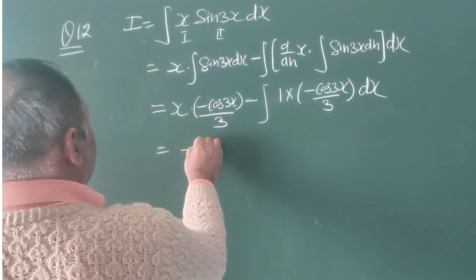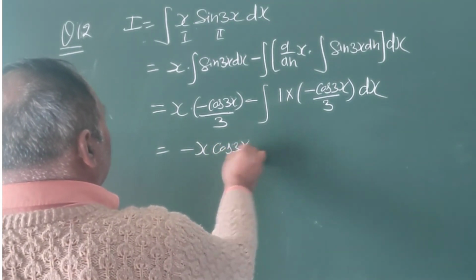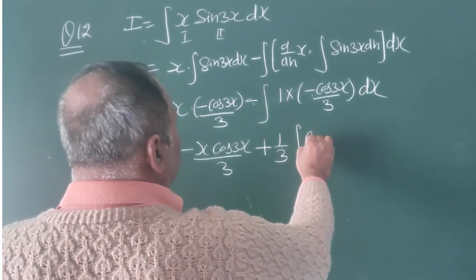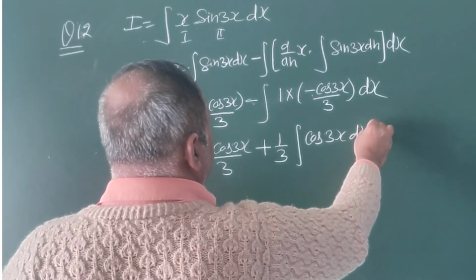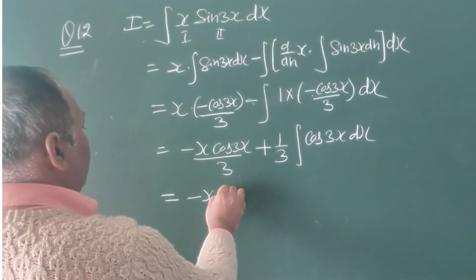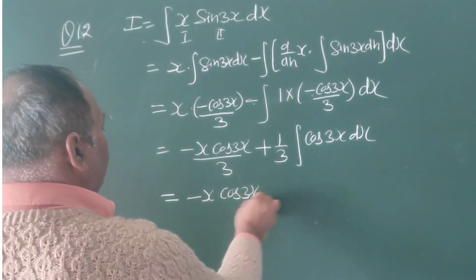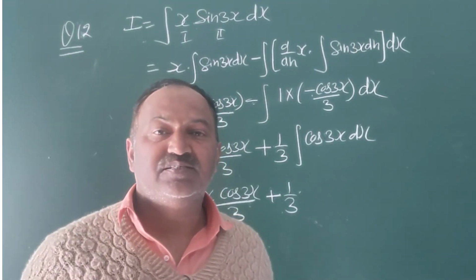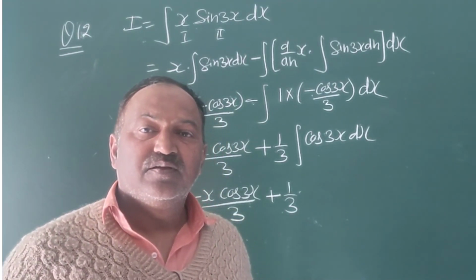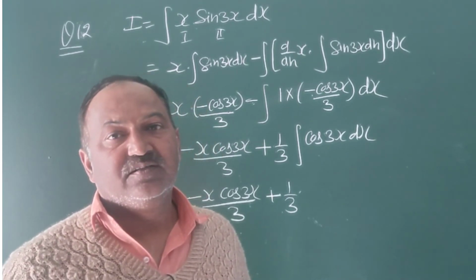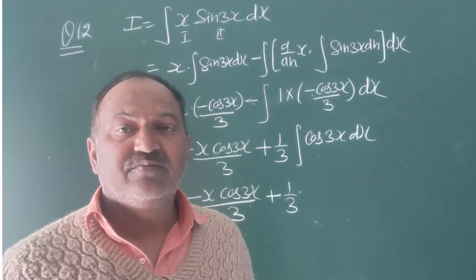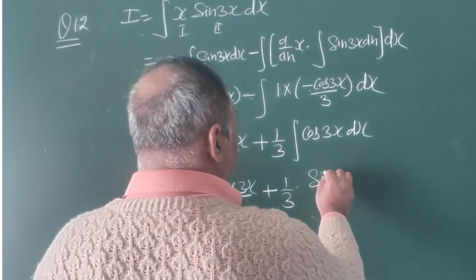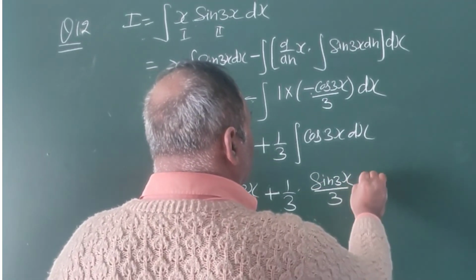Now it becomes minus x into cos 3x upon 3 minus minus plus 1 by 3 outside, integration of cos 3x into dx, and this again becomes minus x cos 3x upon 3 plus 1 by 3 and integration of cos 3x is sine 3x. Derivative of cos x is negative, but integration of cos x is positive, that is sine 3x upon 3 plus c.